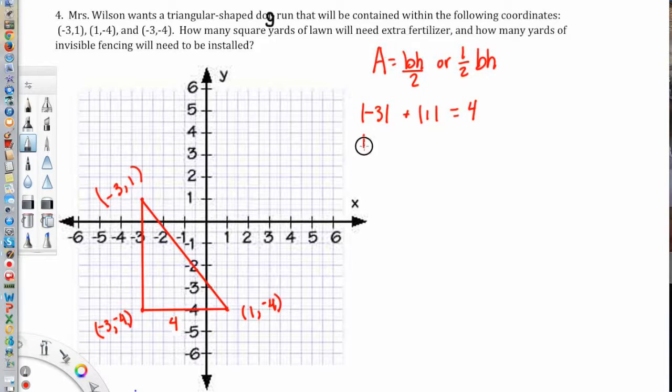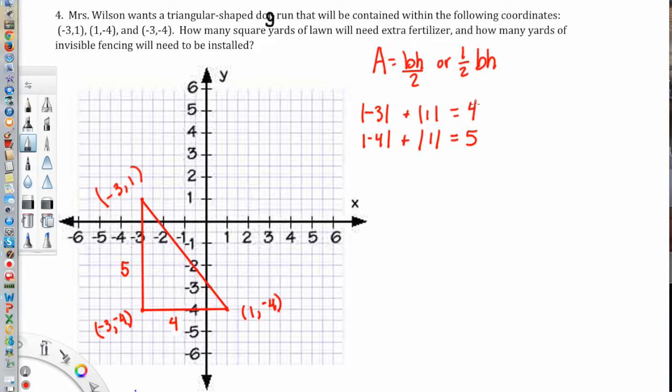So we focus on the y-coordinates. Our first y-coordinate is a -4, and our second y-coordinate is a +1. They're different signs, positive and negative, so we need to find their combined absolute values, which would be 5. Okay, we're getting to be pros at this, I hope.